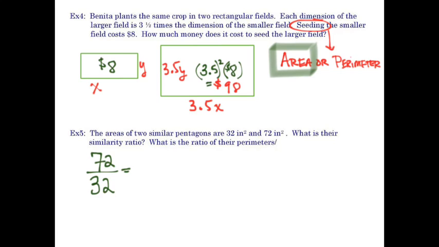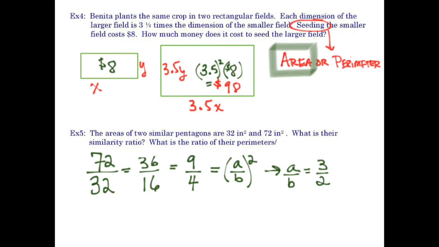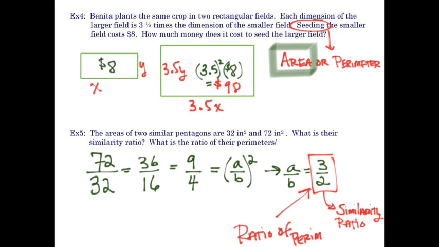All right. Now I have two similar pentagons. I have the ratio of the areas. What's the similarity ratio? Well, if I simplify, this is 36 over 16, that is 9/4. That is something squared, so I have to think about what ratio squared gives me that value. Well, it's a over b squared. If I take the square root of everything, I get 3/2, and that becomes my similarity ratio for that piece. All right. So again, keep in mind that perimeter goes up by the exact same similarity ratio, but area gets squared for those values.